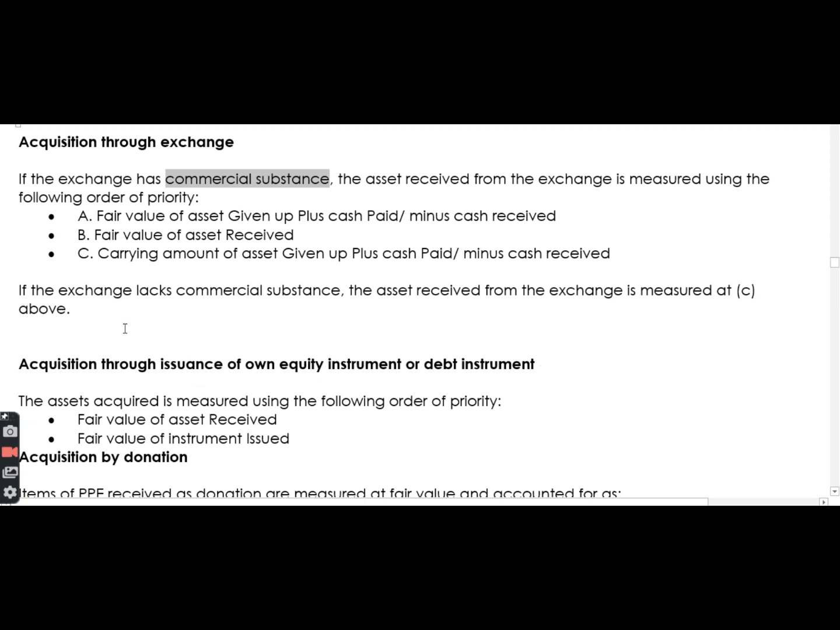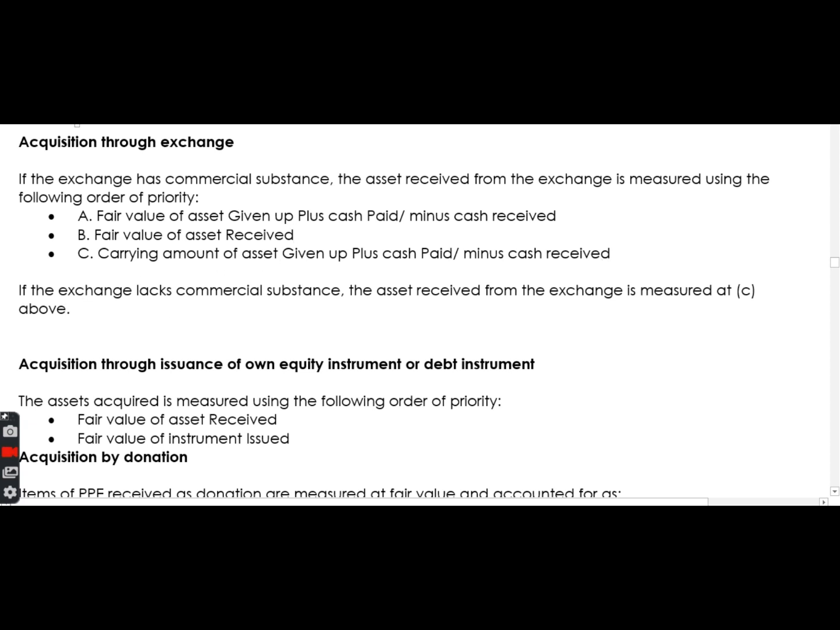So in that case, ang gagawin mo, order of priority, i-check mo tong mga to. Ang una mo ngang hanapin is yung fair value ng asset na give up mo. Tapos magdagdag ka kung may cash kang binayaran, bawasan mo kung meron kang cash na natanggap. Okay? Kapag wala, punta ka sa letter B, kunin mo yung fair value ng asset na na-receive mo. Okay? Kapag wala, letter C na ang gagawin mo, kunin mo yung carrying amount ng asset na give up mo. Tapos plus mo yung binayad mo, bawas mo kung may natanggap ka. Okay?